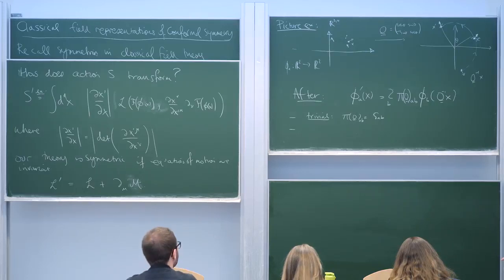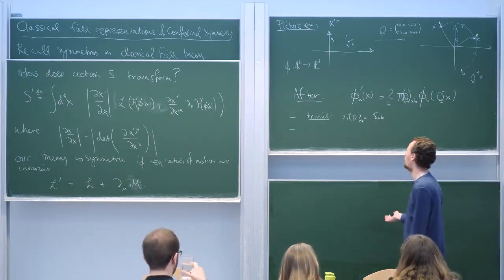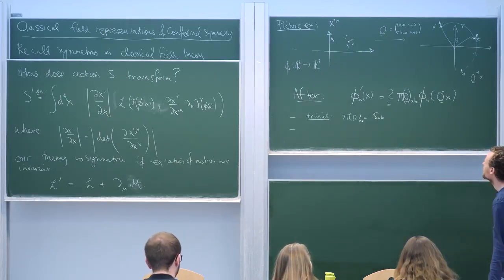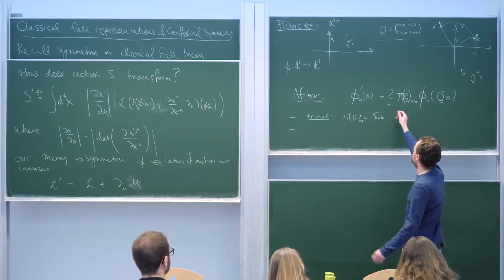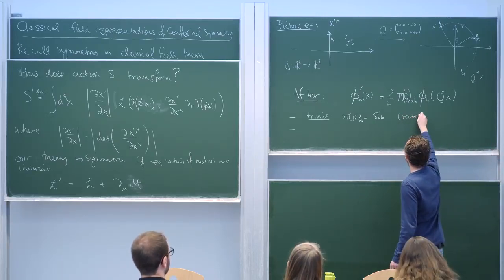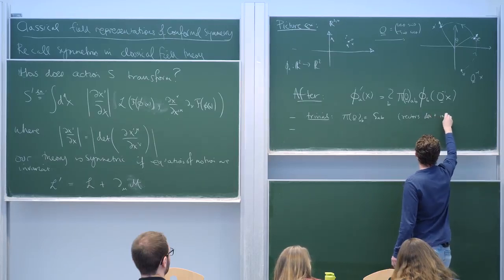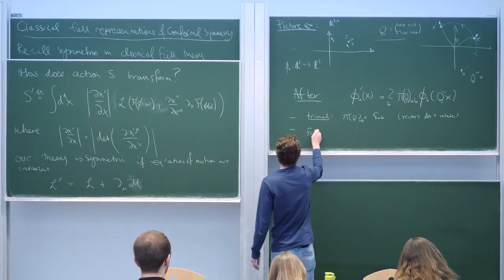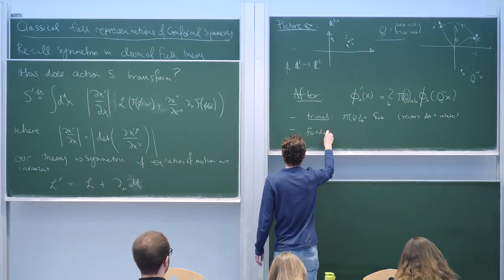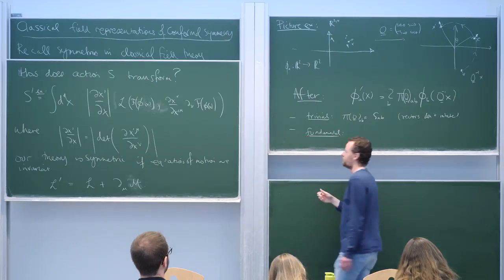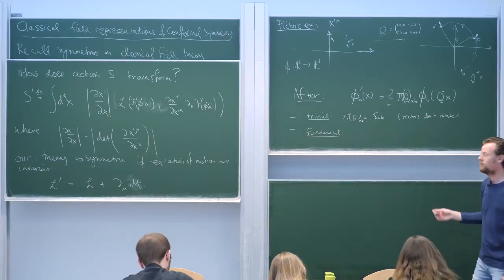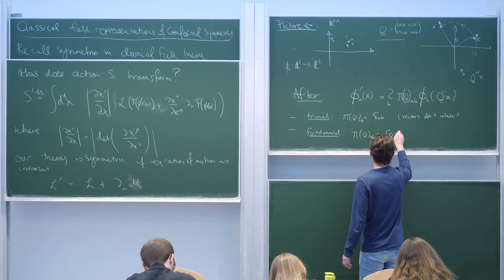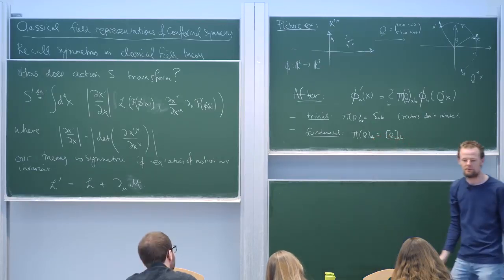So that's a representation of the rotation group. Every rotation is represented by the number 1. Obviously 1 times 1 is 1, so it's a representation. And this is the one where the vectors don't rotate, so to speak. We have another representation called the fundamental representation. That's the one that I've written down there. And that's just the one where pi of O A B is really just O A B. Just take out the matrix element of the rotation.